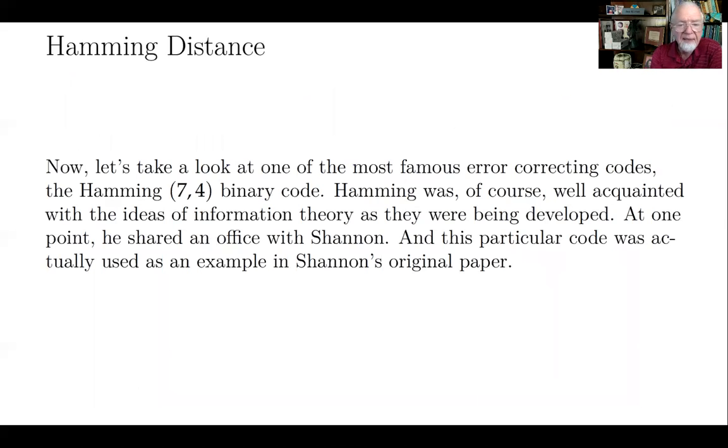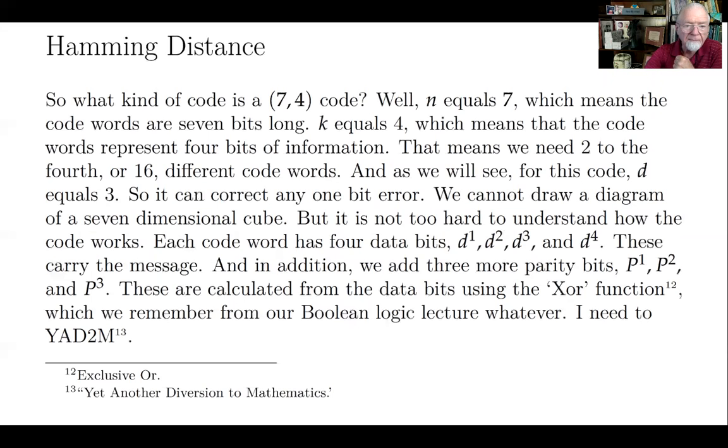Okay, let's take a long look at the famous error correcting code, the Hamming 7,4 binary code. Hamming was well acquainted with the ideas of information theory because he shared an office with Shannon. And as I said once before, this particular code was used as an example in Shannon's original paper.